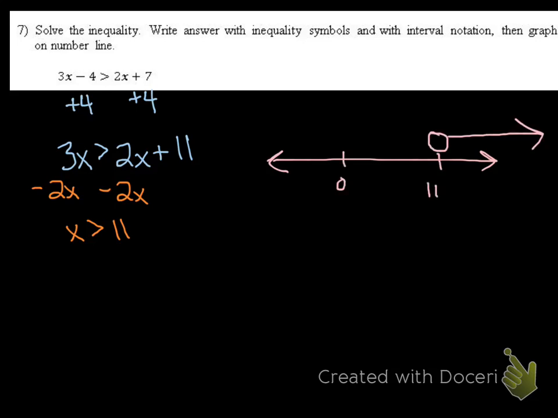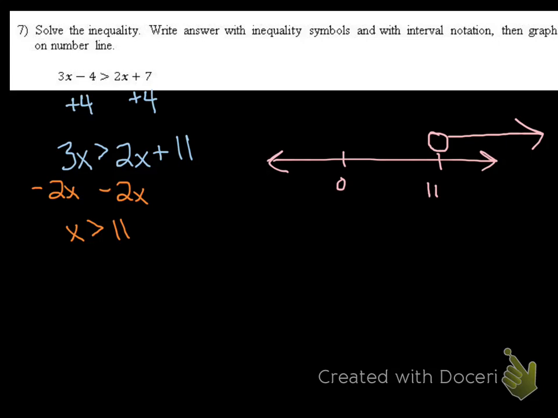So on my number line, since it's just greater than, it's not greater than or equal to, I'm going to use an open dot to mark where 11 is. And this says that x can be anything greater than 11, so our arrow on our number line needs to head to the right towards positive infinity.